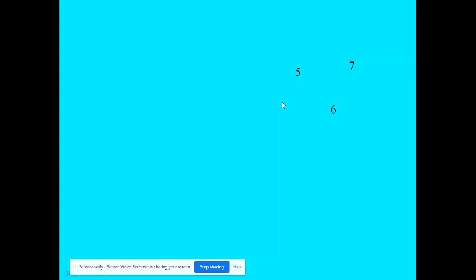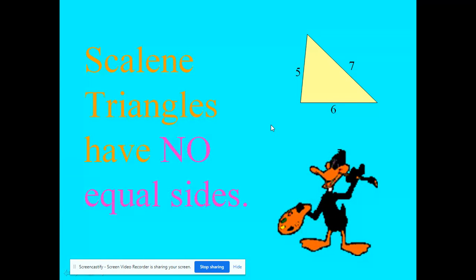And then we come to our next one. Our next triangle is called a scalene triangle. And scalene triangles have no equal sides. They have absolutely no equal sides. So keep that in mind.